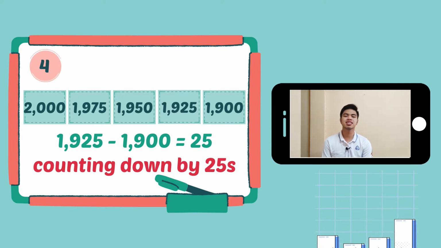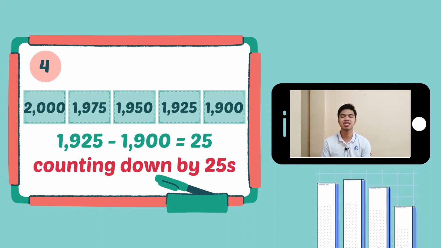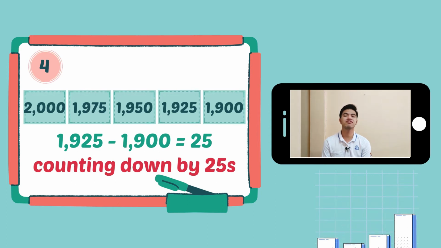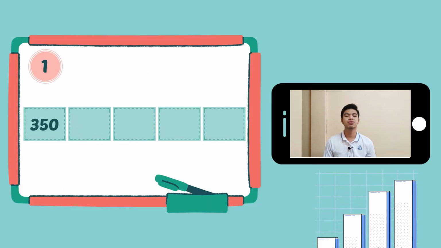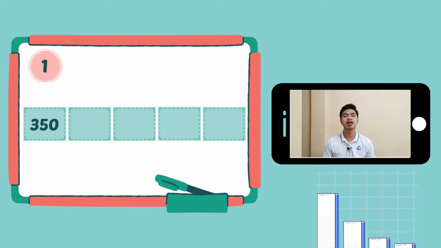Since we're done with the first activity, we're going to have another activity that can also be found in page 34. So for this activity, we're going to write the next numbers of each number pattern with a counting down by 25s, okay? So the pattern that we're going to use is counting down by 25. So we will subtract 25 from the numbers again and again. Okay, so the first number that we have for the number 1 is 350. So we're going to subtract 25 from 350.